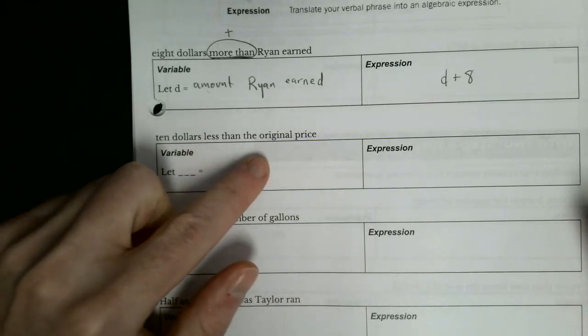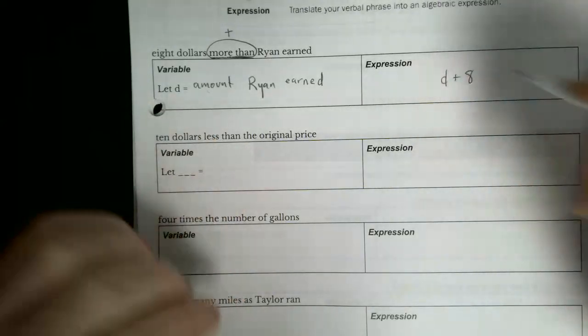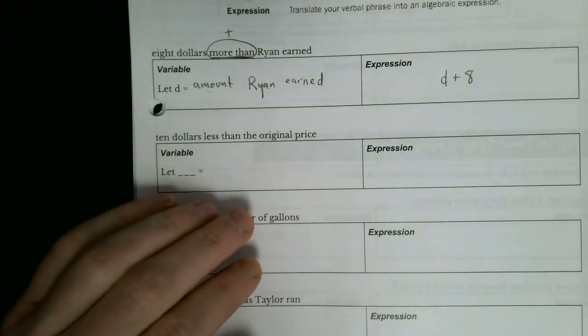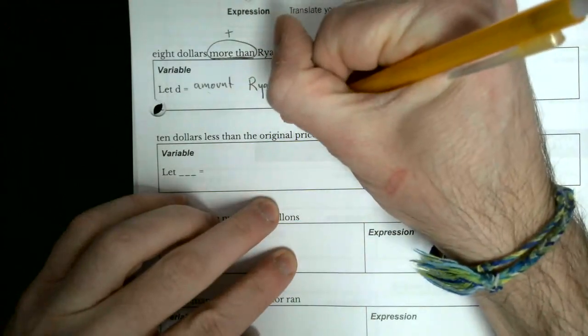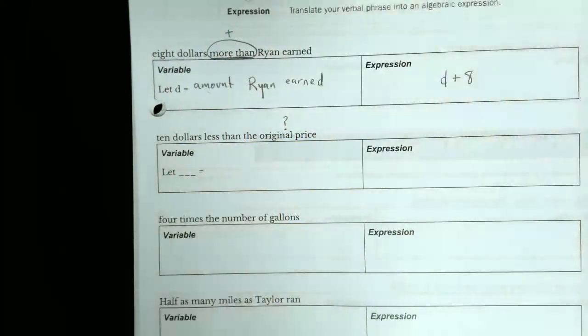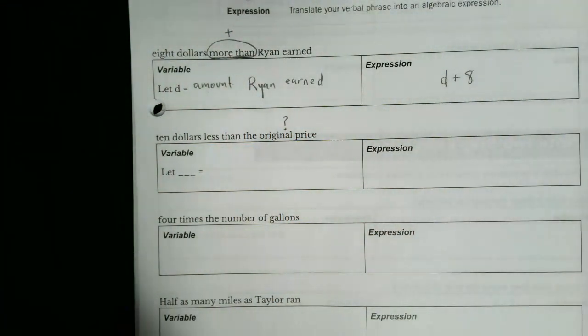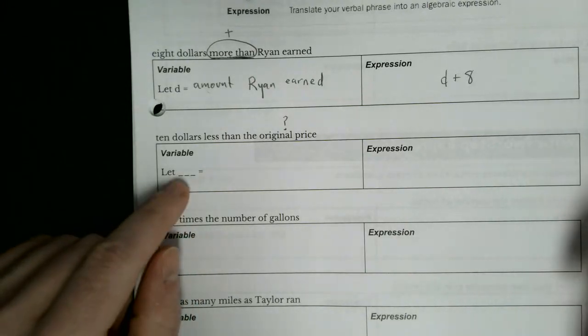$10 less than the original price. Well, the first thing is to think, what amount do we not know? I'm actually going to put a question mark above that. I don't know the original price. That's a number, but it's a number I don't know. So we're going to use a variable to show that number for now.